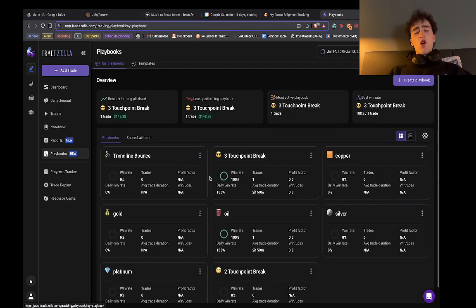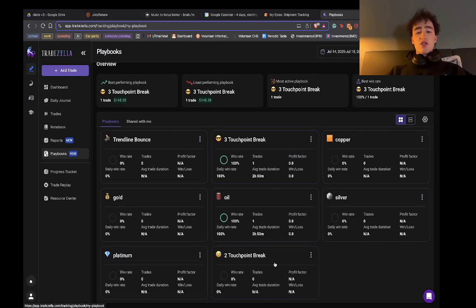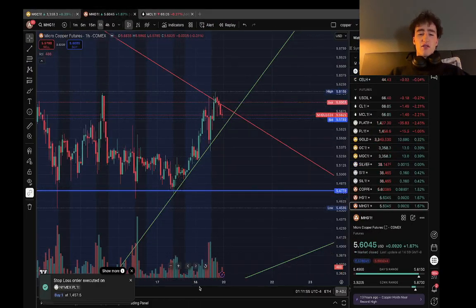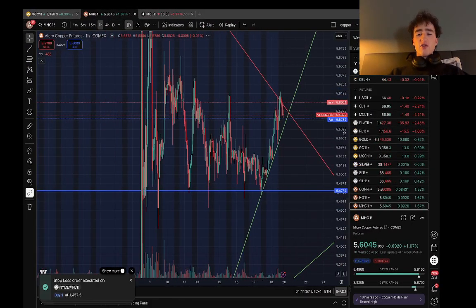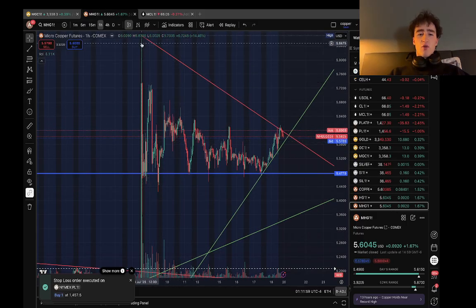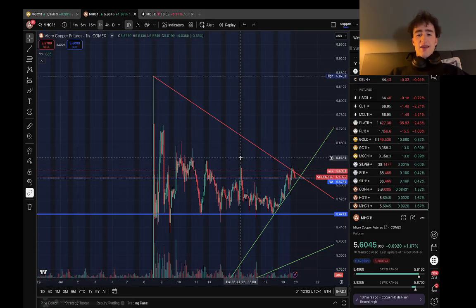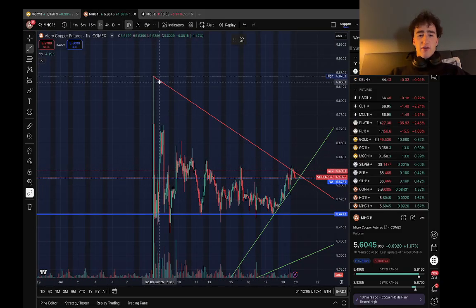On a very similar aspect, the 2 touch point break is very similar to the 3 touch point break, but a little bit riskier because you're going off trend lines that don't really have a lot of data backing it. There's only 2 touch points. So if I go to copper right now, I can draw so many 2 touch point trend lines here. Like I can draw 1, 2, 1, 2, 1, 2. And yes, it does work. I can just draw one right here.